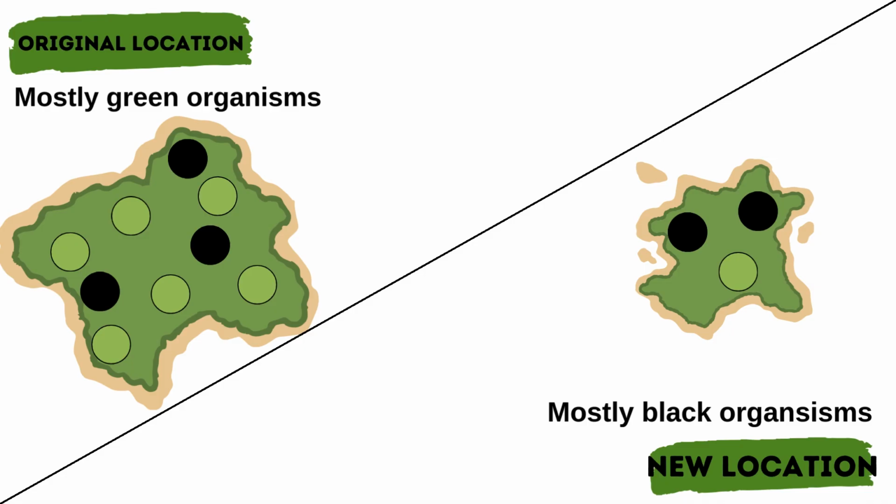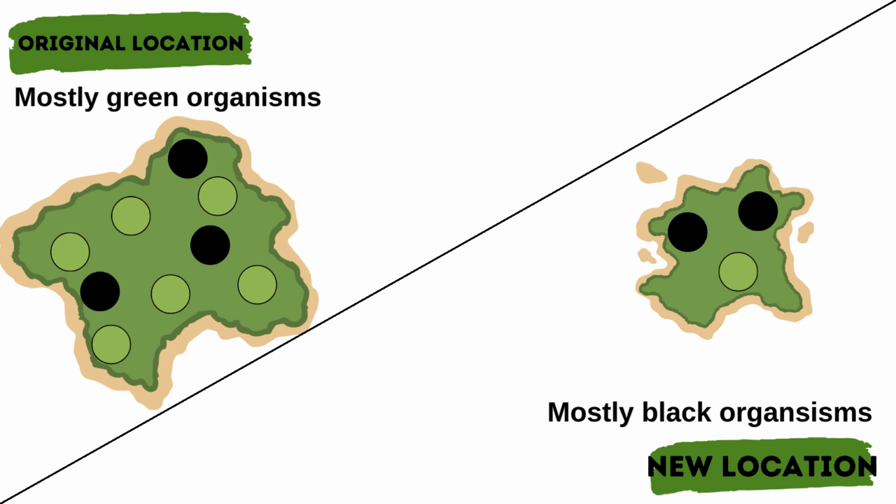And so in this example, we can see on our original island over here, we have 1, 2, 3, 4, 5, 6, 7, 8, 9 organisms again, still mostly green, but depending on which ones actually leave, we may end up seeing more black individuals, but also reduced genetic diversity in general because only 3 of them made it to the new island. And so all of these causes for evolution can lead to things like speciation.